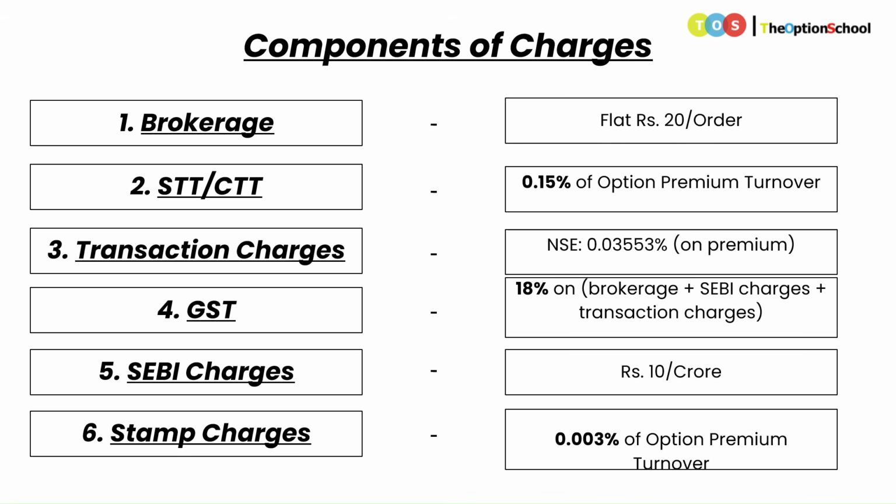Let us now see these components as per the new policy, which is from 1st April. So let us say brokerage is again 20 rupees per order. STT will be 0.15% of option premium turnover. This is charged when you are selling an option. Transaction charges are the same. GST is 18% on brokerage plus SEBI charges plus transaction charges. Then there are SEBI charges 10 rupees per crore, and then there is stamp duty. Now how this will impact the total cost and how can we reduce the total cost, we will see now.